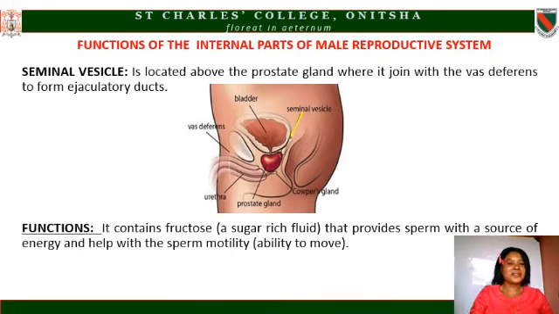The first one, seminal vesicle. That yellow arrow there is pointing at the seminal vesicle. It's located above the prostate gland, where it joins with the vas deferens to form ejaculatory ducts. The function. It contains fructose, a sugar-rich fluid that provides sperm with a source of energy and helps with sperm motility, that is, ability to move.